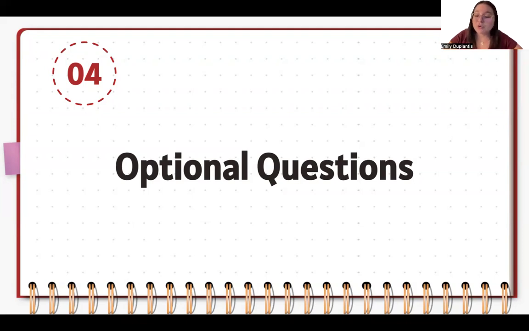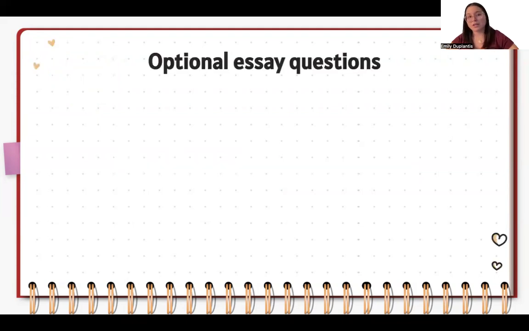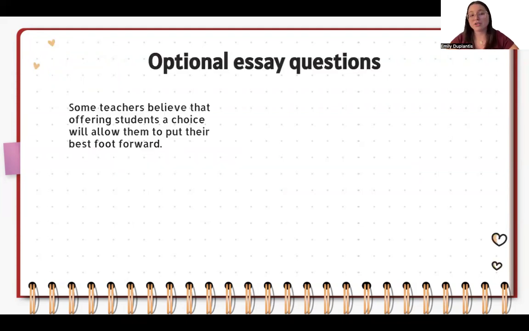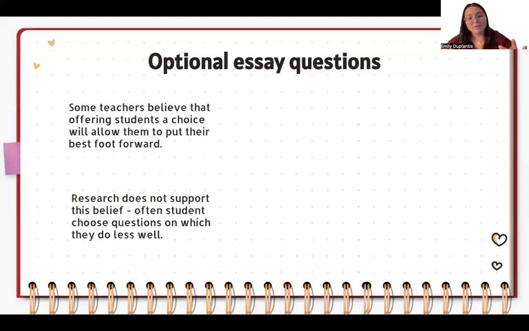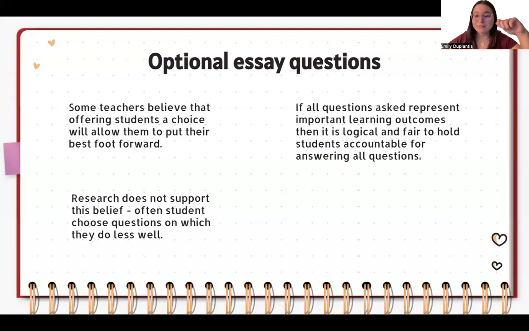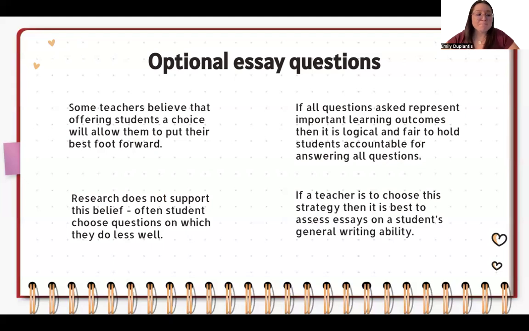Section 4, optional questions. So this is a short, quick section. Optional essay questions. Some teachers believe that offering students a choice is going to allow the student to put their best foot forward. However, research does not support this belief, and often students end up choosing questions that they're not doing as well on. So if you think logically about this, if all the questions represent important learning outcomes, then it's fair to hold these students accountable to answer all of these essay questions.